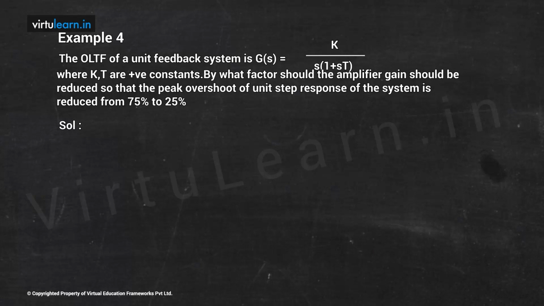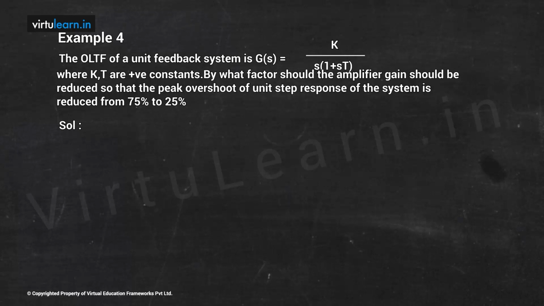So in the system, K is the amplifier gain. Amplifier gain is always tunable, so we can change its value. It may be any value, but we want to find out by what factor we should reduce it. This is a kind of design problem where we set the value of the amplifier gain irrespective of the time constant. We don't know the time constant T in the finite pole 1 + sT, but we can still set the amplifier gain so that the system reduces the peak overshoot from 75% to 25%.